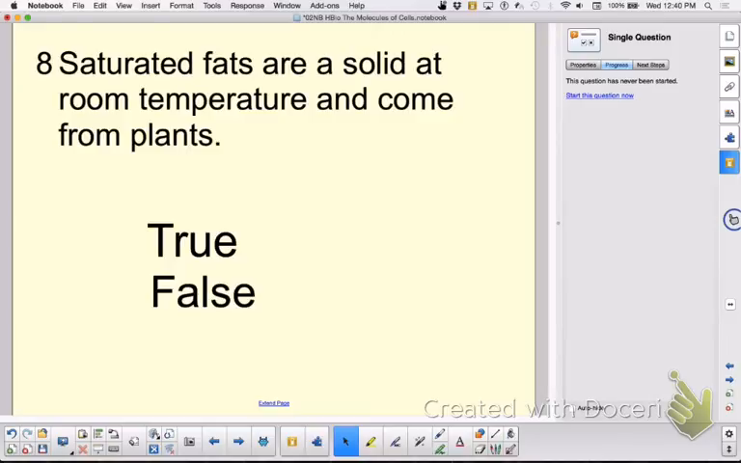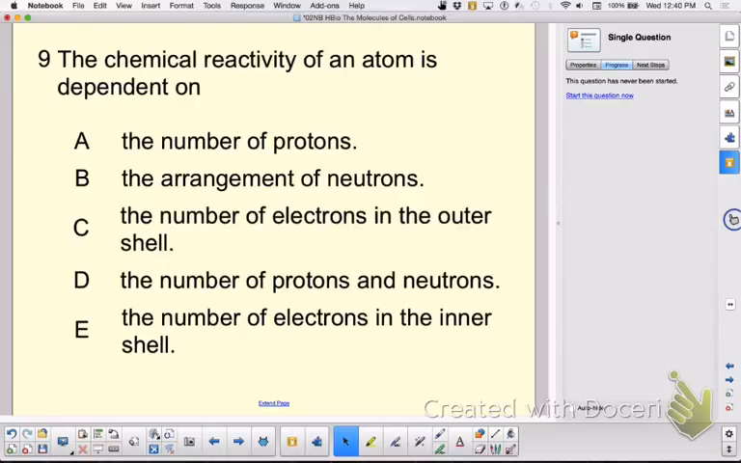Saturated fats are solid at room temperature and come from plants. True or false? False. Why? Okay. The chemical reactivity of an atom is dependent on the number of electrons in the outer shell. That determines how reactive it is.